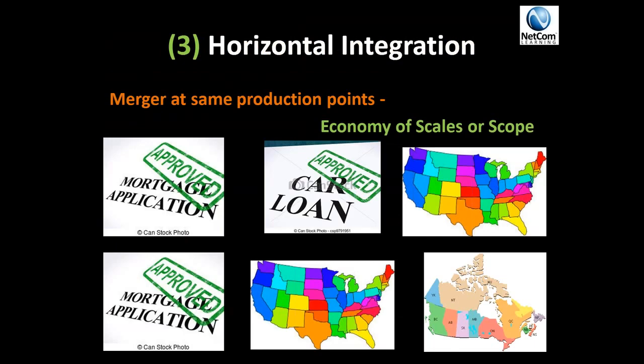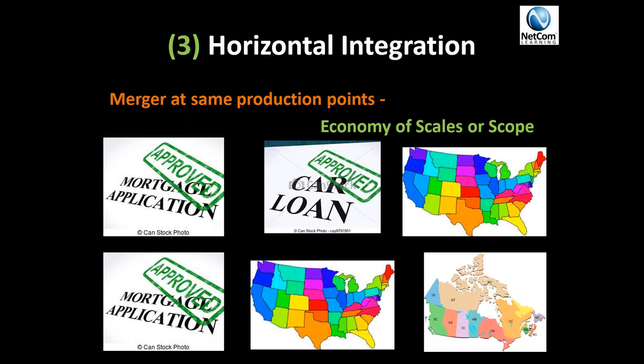Let's talk about horizontal integration. Horizontal integration is not the opposite of vertical integration. It is a distinct continuum on our strategic cube. So let's look at an example. Horizontal integration is about economies of scale or economies of scope. Let's say that we are a company and we give mortgage applications. We lend monies to consumers so they could purchase homes. And we do this in the United States.